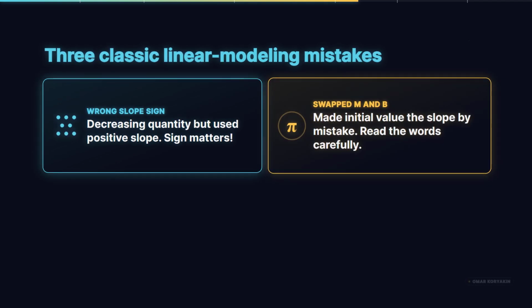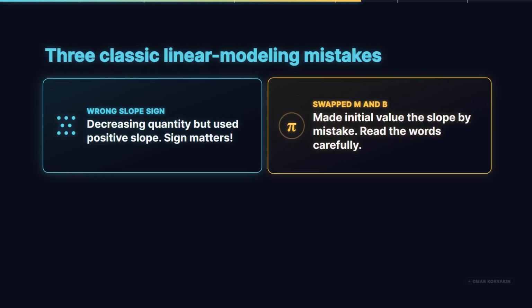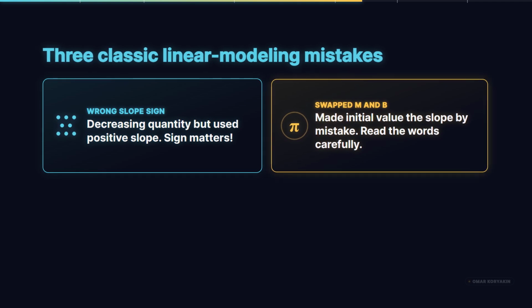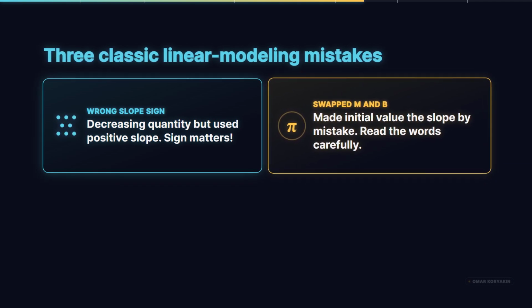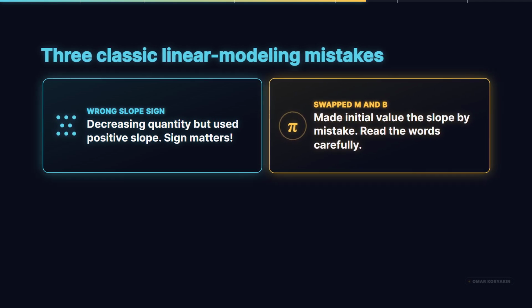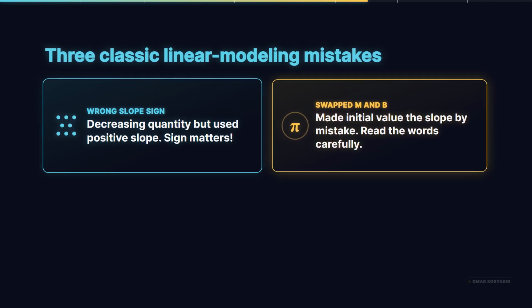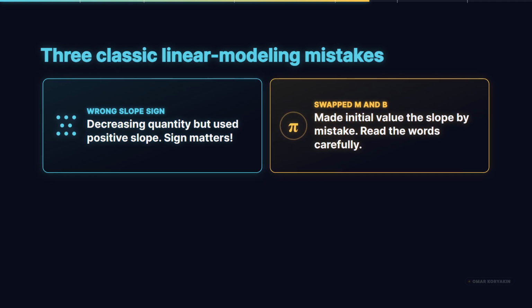Second mistake: swapping the roles of slope and intercept by treating the initial value as the rate or vice versa. A student looking at a cell phone plan with a $30 base fee and 10 cents per minute writes the model as y equals 30x plus 0.10, putting the base fee in the slope position and the rate in the intercept position. The fix is to read the units carefully.